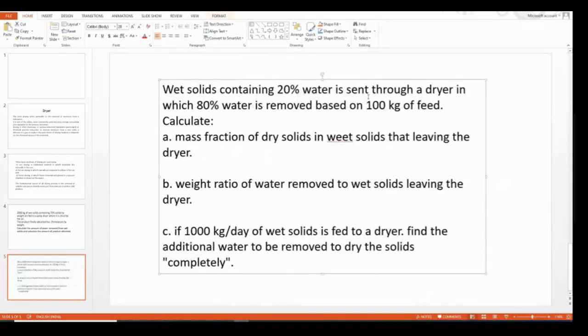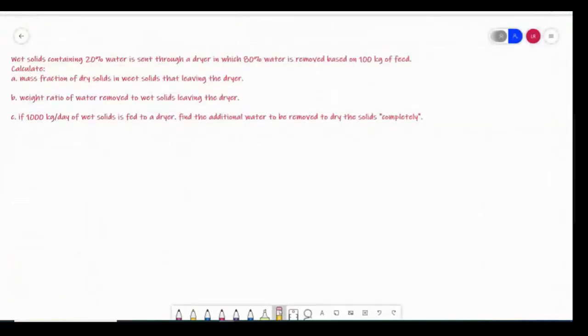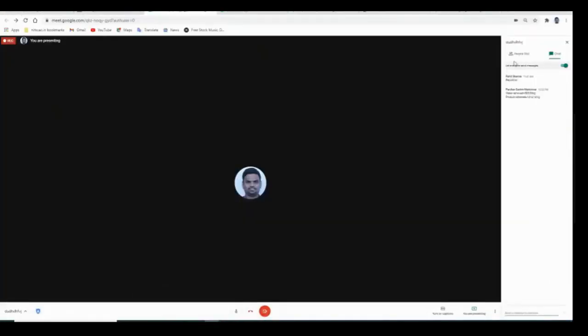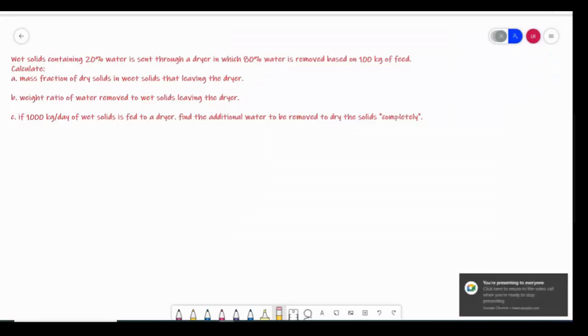Wet solid containing 20% water is sent through a dryer in which 80% water is removed based on 100 kg of feed. Calculate mass fraction of dry solids in wet solids leaving the dryer. So this is a fraction ratio we have to determine for the given feed, 100 kg per day feed. Okay. So C part we will do finally. First we will do the first two parts. Let's solve it.